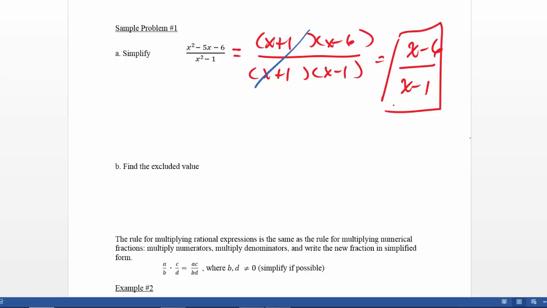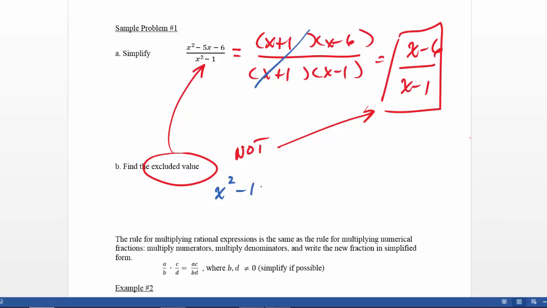Now, part B asks us to find the excluded values. Keep in mind that the excluded value goes back to the original, not the simplified version. Okay, so basically we need all of the values that make this rational expression undefined. The way that you can do that is just set the denominator equal to 0. Now, most of you should probably be able to just quickly figure this out in your head, but if you needed to actually do this mathematically, you could just set the denominator equal to 0 and then solve for x. And we get plus or minus 1 as the excluded values.